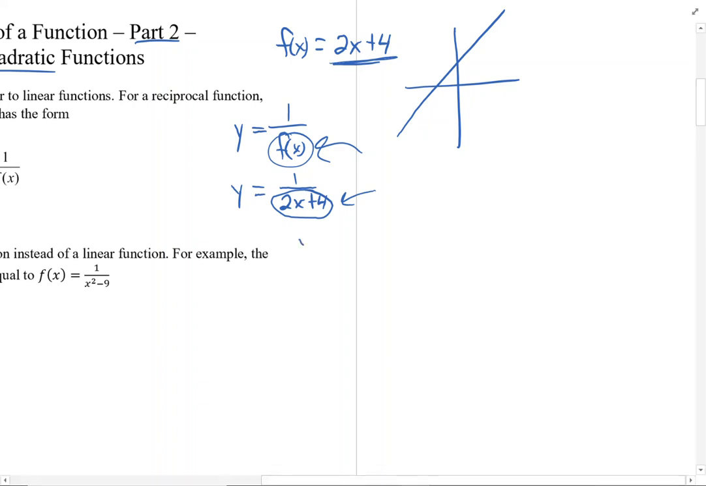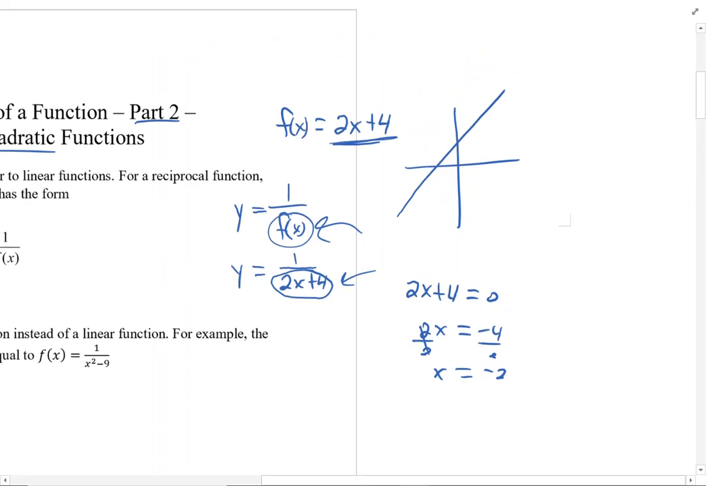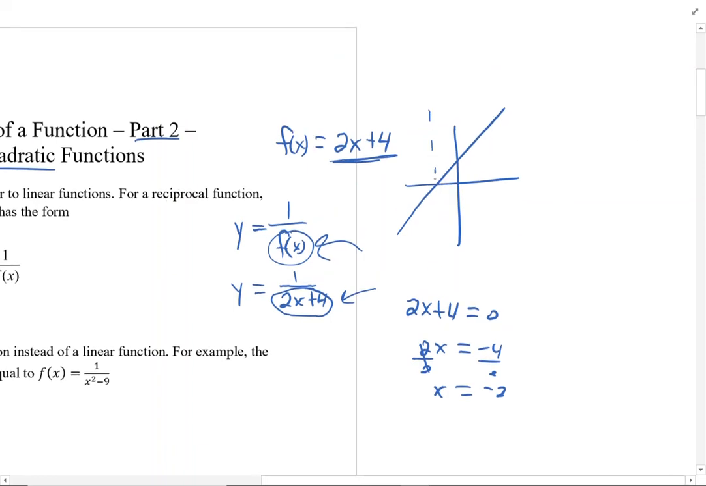So you'd say, well, let's just figure out what would make 2x plus 4 equal to 0. So you could say 2x plus 4 equals 0. Then you could subtract 4 from each side, so 2x is equal to negative 4, and divide by 2, divide by 2. So you get that x is equal to negative 2. So at negative 2, nothing on our new graph would ever touch that point.